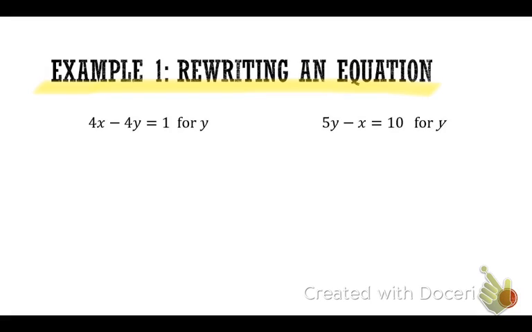So first thing I would do is what? Can someone raise your hand and tell me what is the first thing you did? I need to get y by itself. What would you do first, Micah? Minus 4x to both sides. Yes, minus 4x to both sides. Did y'all do that? Yeah?